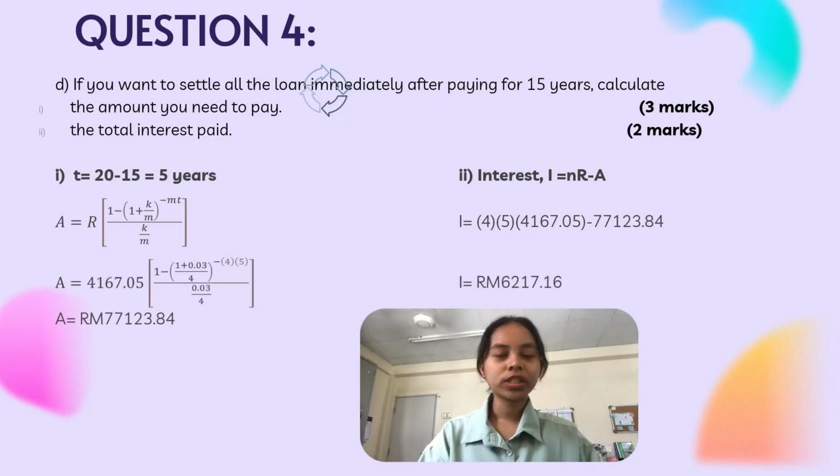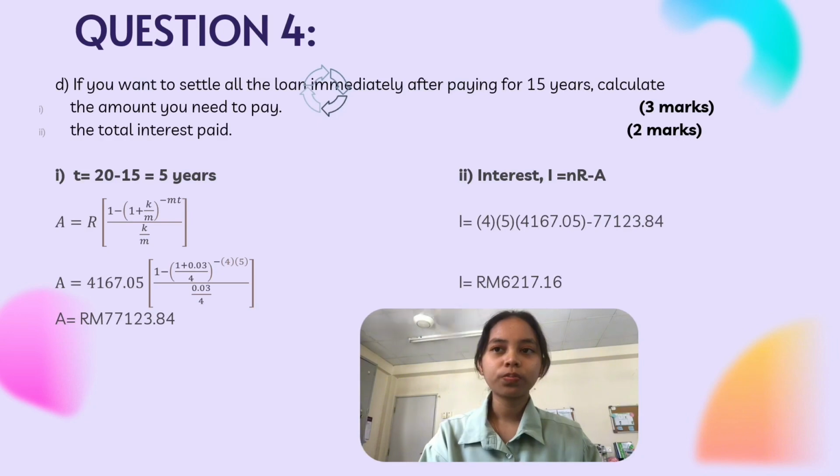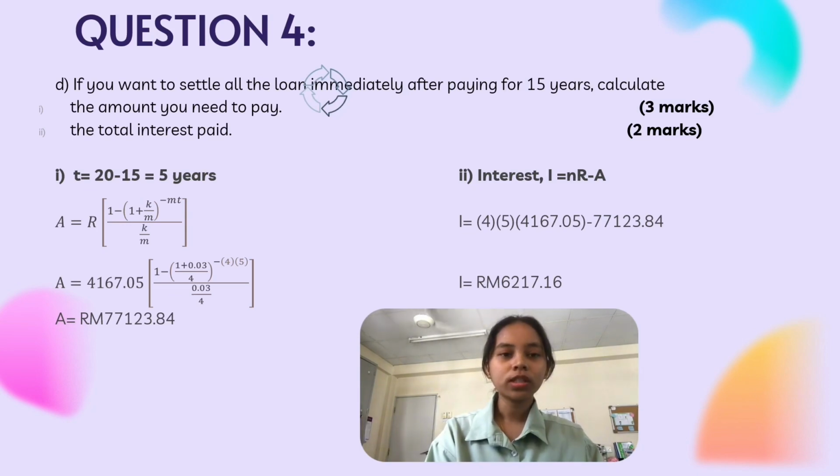For the last question, question D. If you want to settle all the loan immediately after paying for 15 years, calculate number 1, the amount you need, and number 2, the total interest paid. So for number 1, they want us to calculate the amount that we need to pay. The given T is 20 years. They want to settle all the amount after 15 years of paying, so 20 minus 15 equals 5 years. So we use the same equation, A equals R in bracket, power minus MT over K over M. And then we insert all the information, and the T we change to 5 years. The final answer for A is RM 77,123.84.